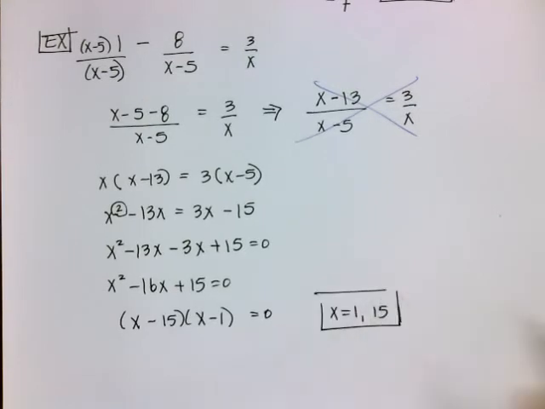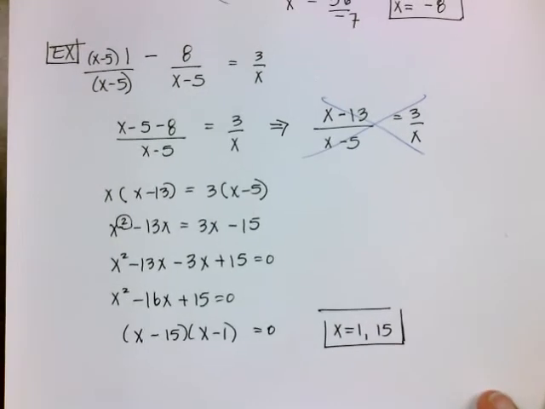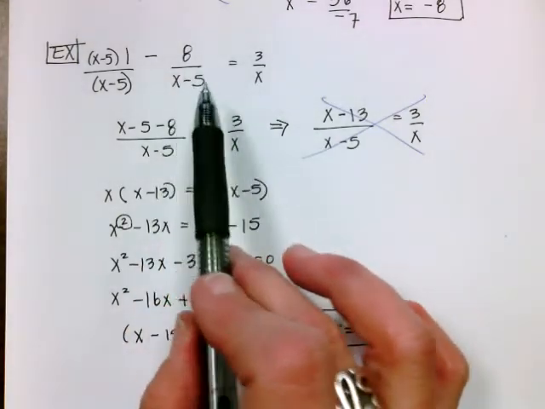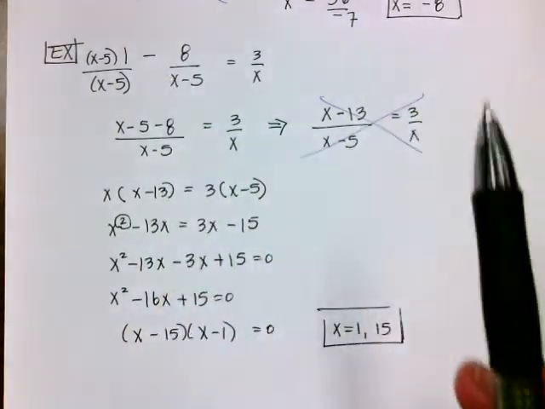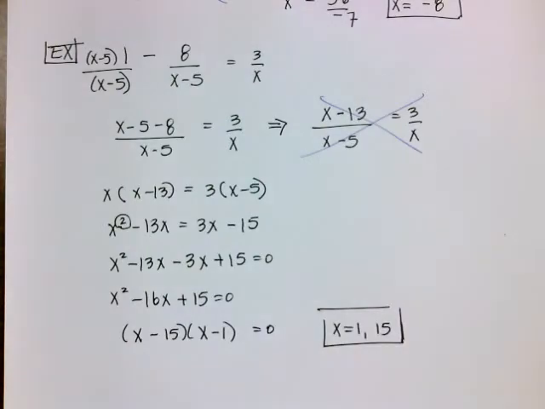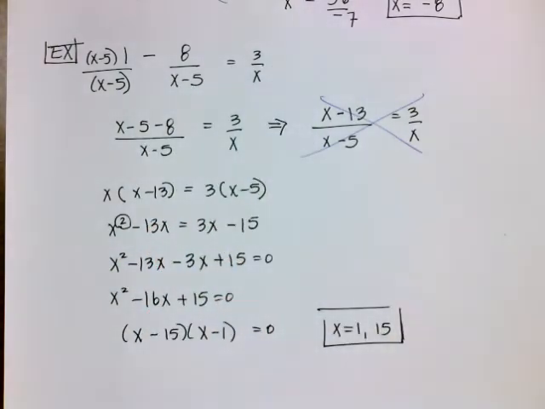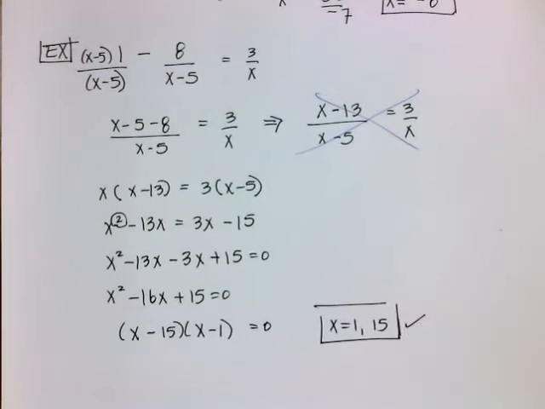And remember, now I need to look back at my original equation to make sure neither one of these solutions makes either of my denominators 0. So I would get a negative 4 and 1, so 1 works. And if I put a 15 in, I would get a 10 and a 15. So both of my solutions check out. All right, I have one more example for you, and then we'll go on to our problems, okay?